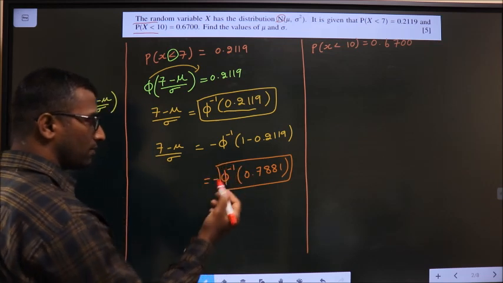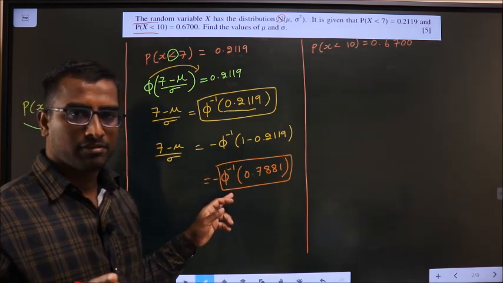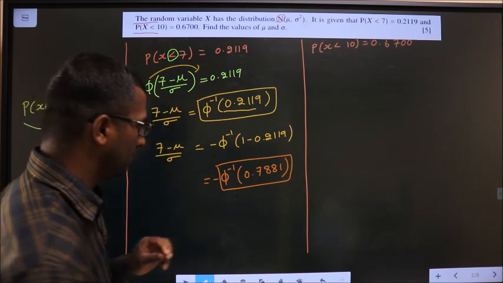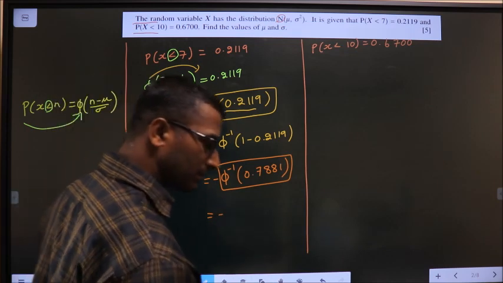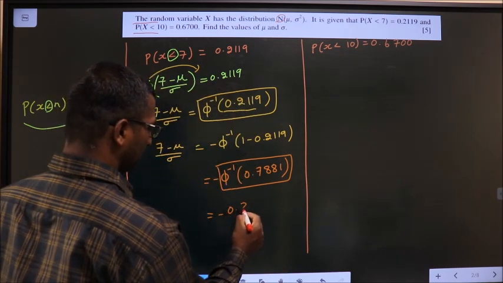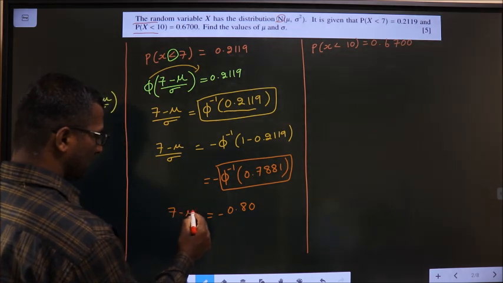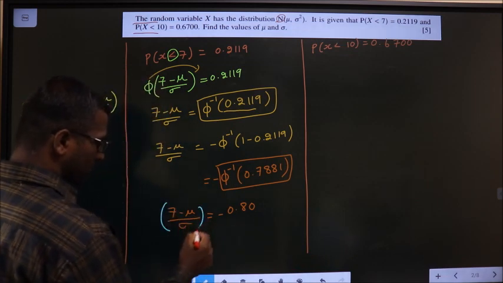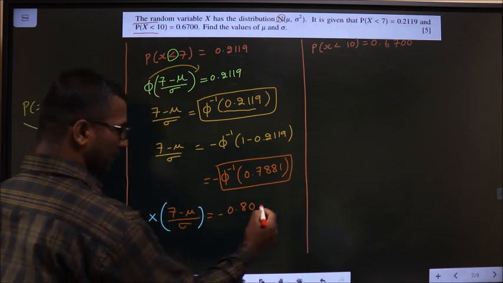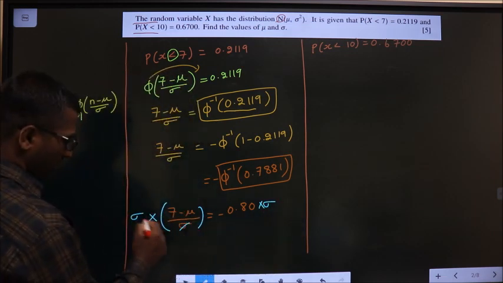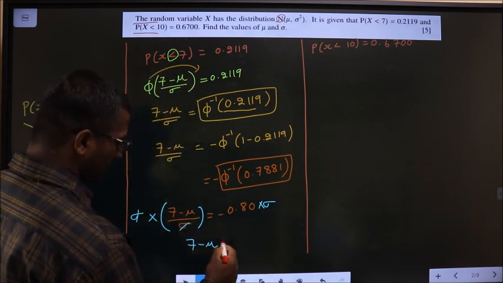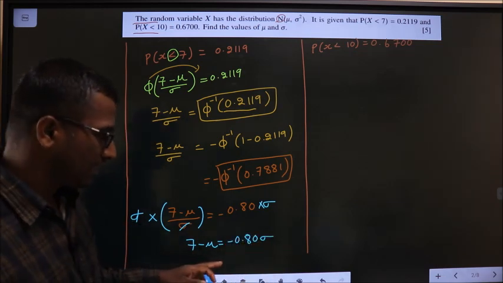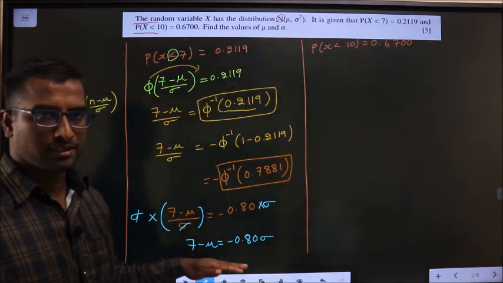Now get its value from the normal distribution table. If any doubts in using the normal distribution table, look at the playlist in the description. This value you should get to be 0.80, and here (7 minus mean) by standard deviation. Now, to get rid of the standard deviation, multiply by standard deviation on both sides. So we get 7 minus mean equal to minus 0.80 standard deviation. We cannot simplify it further, so I stop.